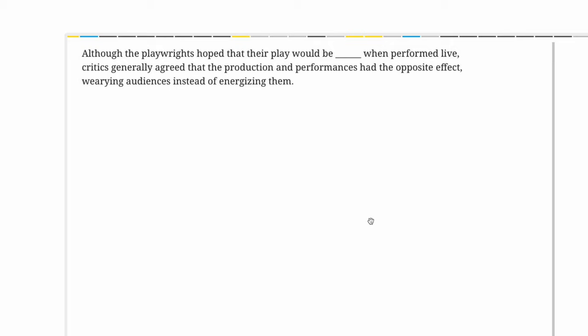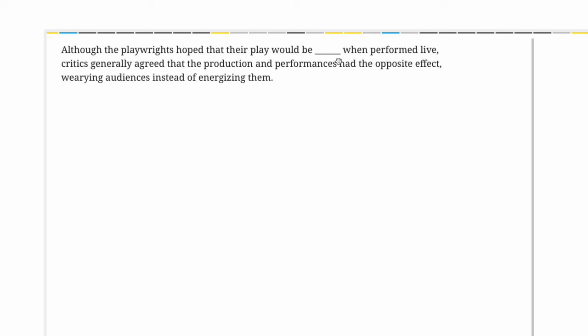Although the playwrights hoped that their play would be blank when performed live, so here we've got a contrast word, although, and we have another word that indicates a contrast. Critics generally agreed that the performances had the opposite effect, wearying audiences, making them tired or worn out instead of energizing them. So that means that the playwrights had hoped that their play would be somehow energetic.